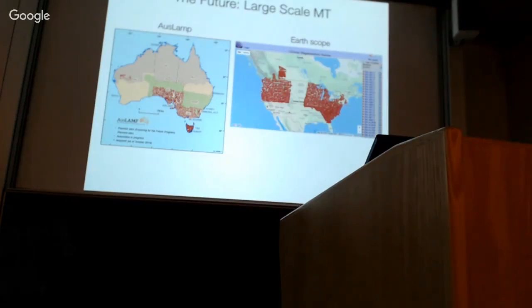I showed this one before, but there's 2 large-scale experiments involving magnetotellurics. One is Australia, and one is the United States, a bit of Canada. These are important for a couple of reasons. One is you want to understand the Earth and how it's put together. That can give you some large-scale structure. The other is very practical. The USGS is heavily invested in this.